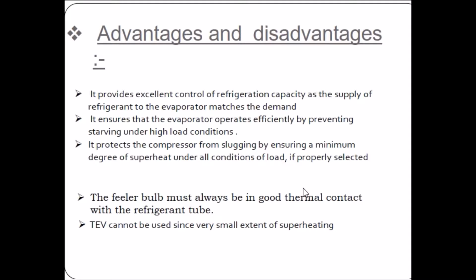Now we go to advantages and disadvantages. The first one, it provides excellent control of refrigeration capacity as the supply of refrigerant to the evaporator matches the demand. Okay, we can control the demand, how much supply of refrigerant we need, and how much pressure we need in the evaporator. And then we go to the next. It ensures that the evaporator operates efficiently by preventing starving under high load conditions.